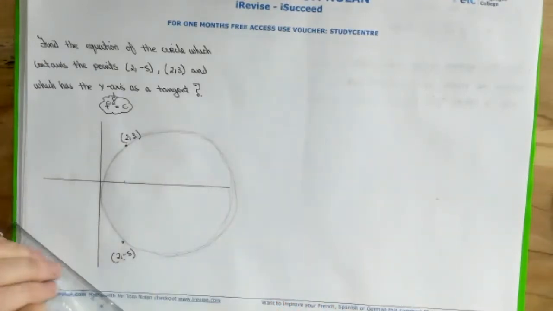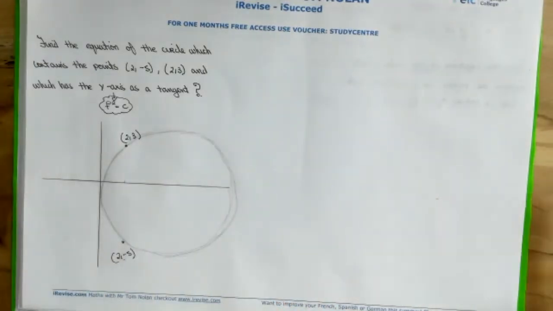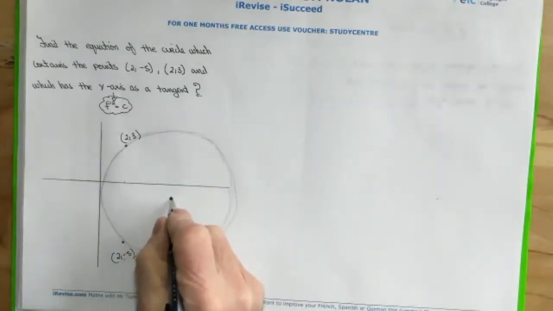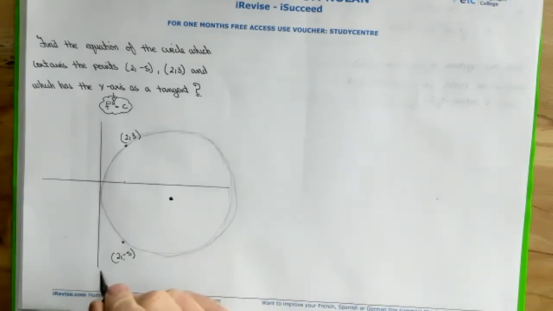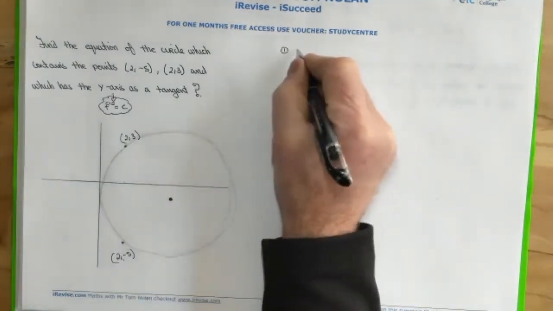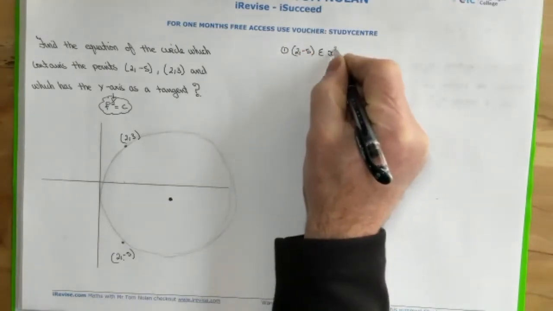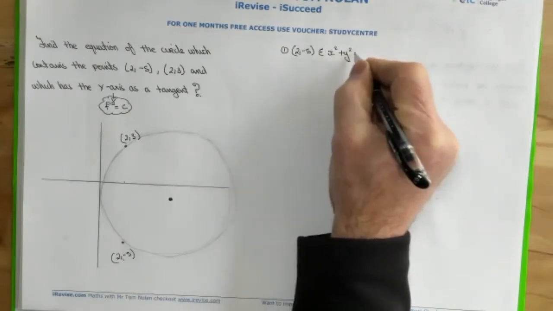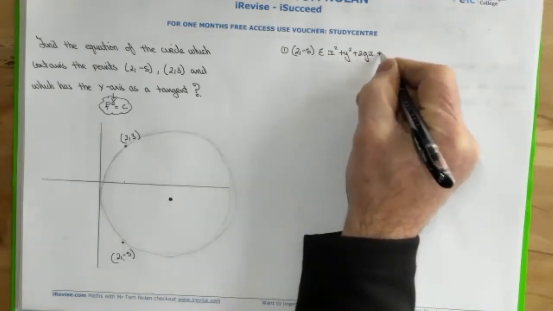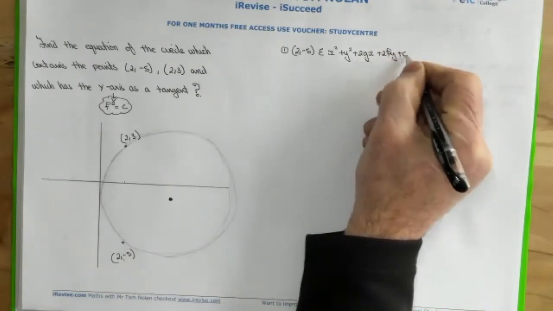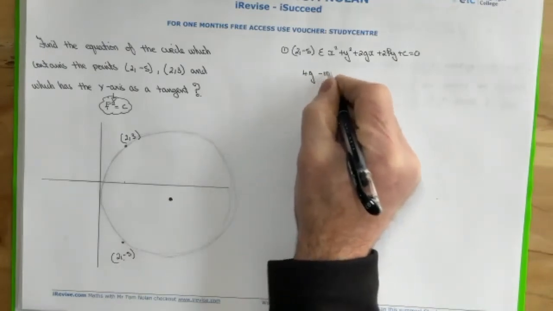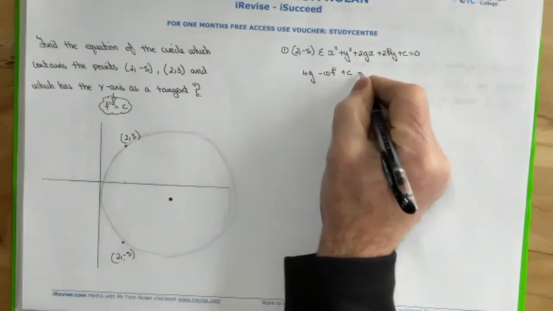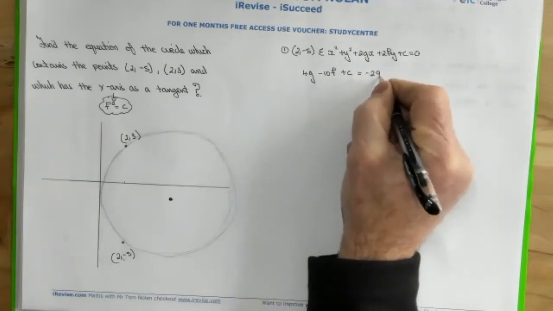Yeah, and so there's your circle, something along those lines, with the center in and around here someplace. I can't find the center and the radius, so I use equations. The first equation: I know (2, -5) is an element of x squared plus y squared plus 2gx plus 2fy plus c equal to 0. So I get 4g minus 10f plus c is equal to minus 29.